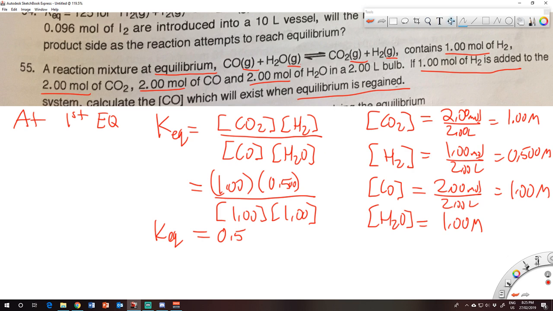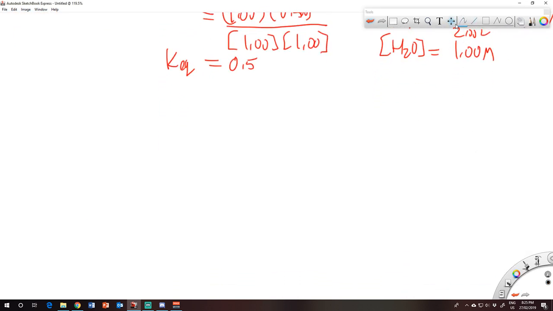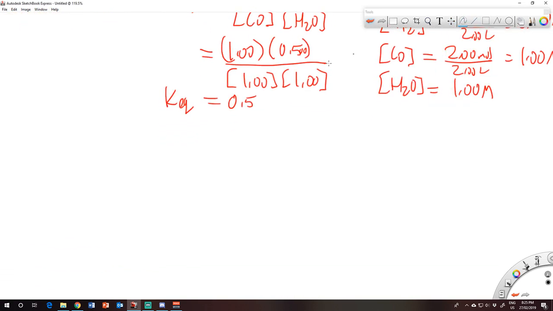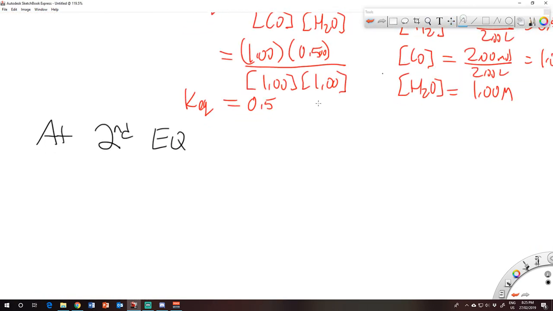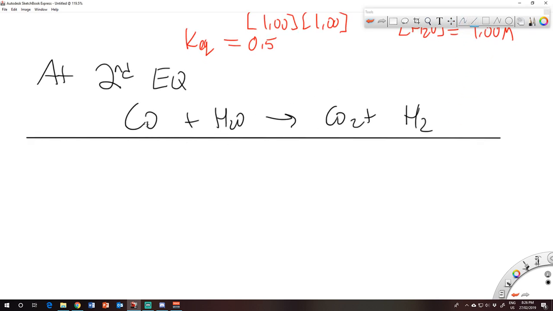Okay, so at second equilibrium, this will require the use of an ice table. How much are we adding again? I should make note of that. We're adding 1 mole of H2. Yeah, we need an ice table, so I should make sure of the reaction. CO plus H2O going to CO2 and H2. Okay, and I think it's balanced already, thankfully. So no need to worry about that.